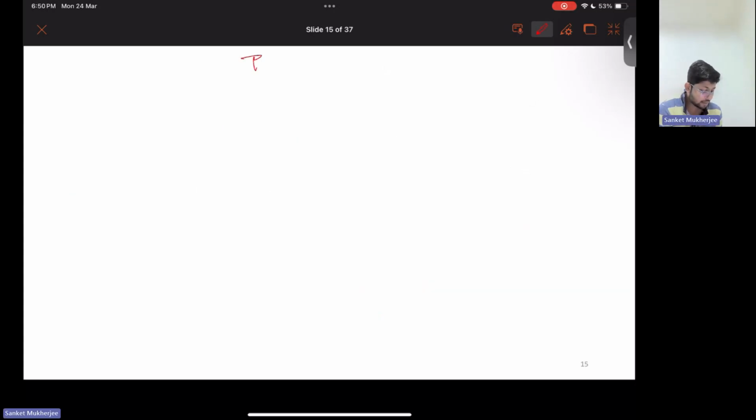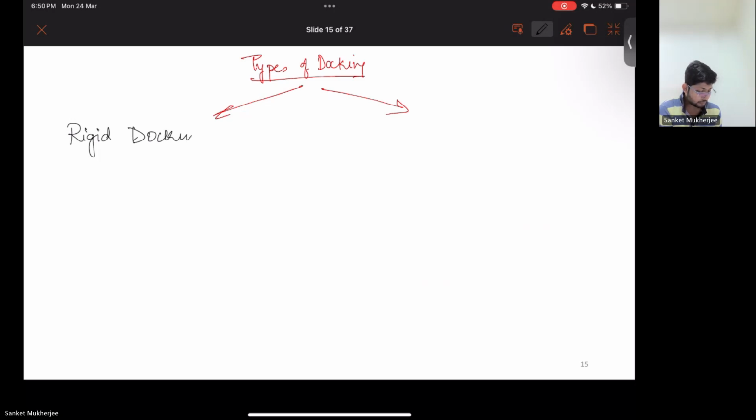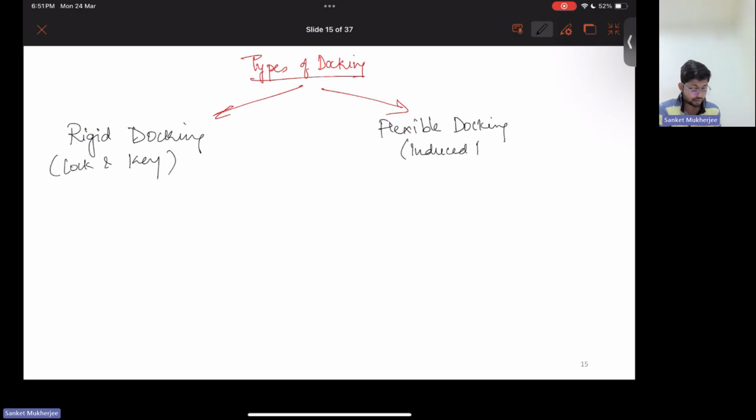Now, if we look at the types of docking, it can be of two types. One is rigid docking. Another one is flexible docking. Flexible docking is more computationally intensive because the residues are flexible, they can move. Rigid docking is based on the lock and key model, and flexible docking is based on the induced fit model.